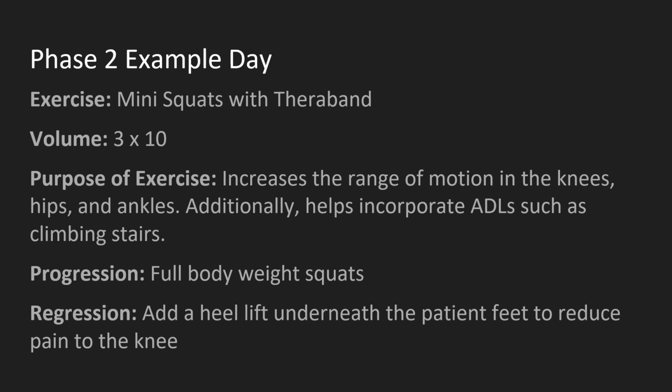Next is the mini squats with the TheraBand. So we mentioned that this could be a progression of our phase 1 exercises. So here it is. We want to increase the range of motion in the knees, hips, and the ankles. And it can also help incorporate activities of daily living, like climbing stairs or getting up out of a chair, things like that. So progression will be full body weight squats, so lowering the hips even closer to the floor. And regression can be adding a heel lift underneath the patient to reduce pain in the knee. So if they're having that, we can just give them a little bit more relief.